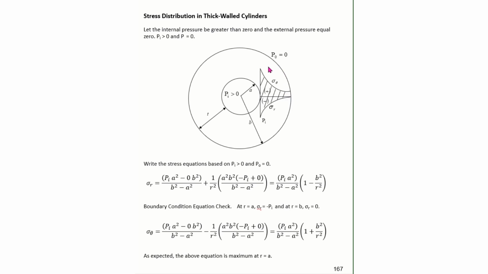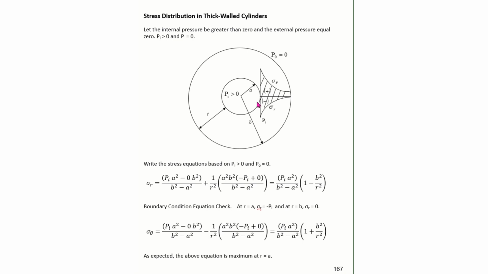So key things to remember: sigma theta is always largest on the inside surface of the cylinder, and that's independent of loading. If we let PO be greater than 0 and PI be equal to 0, we would still get sigma theta largest on this inside surface. So sigma theta will always be the critical stress, and it's always critical on the inside surface of the cylinder.